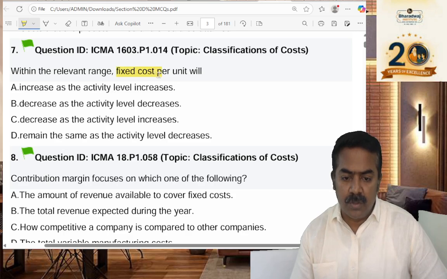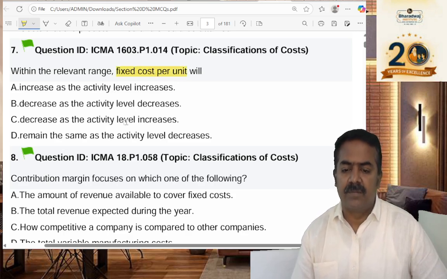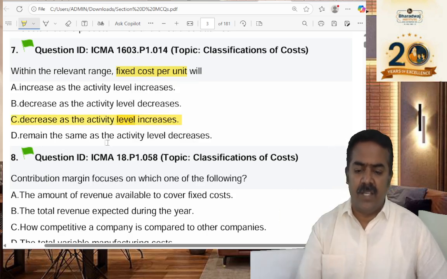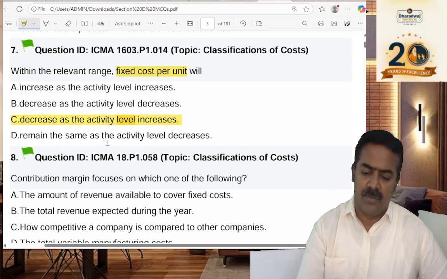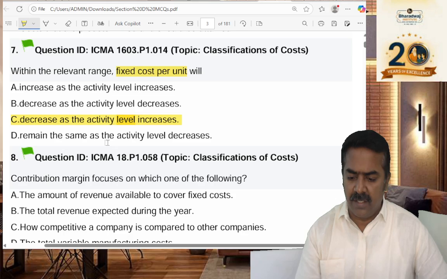They ask you to work out per unit. Per unit it will decrease when activity level increases. The same fixed cost is shared by what? More number of units. So per unit it will decrease.